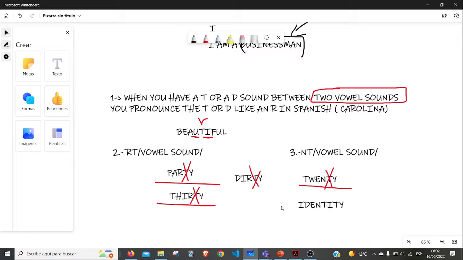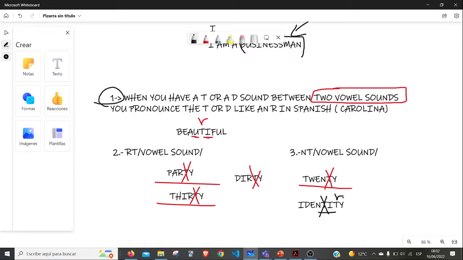Look at this: identity. Can you pronounce it? Look here, you drop this T: identity. But now rule number 1: what happens when you have a T between two vowel sounds? Identity. As you can see, when you speak in English, you say identity.